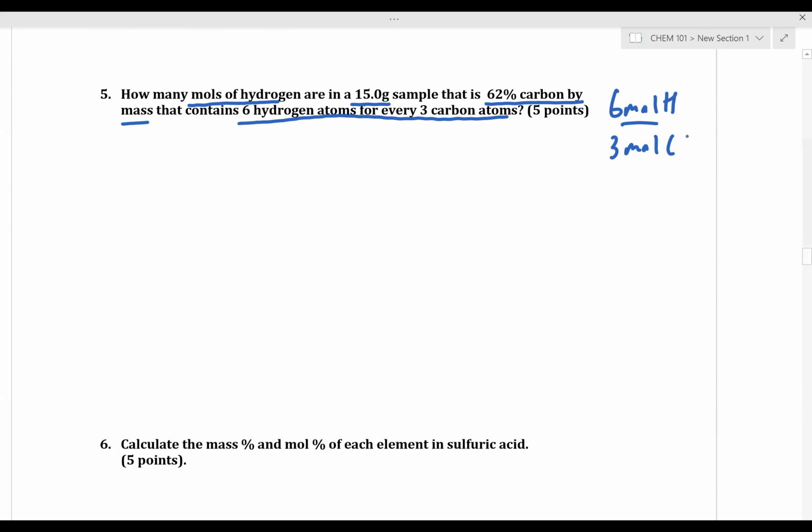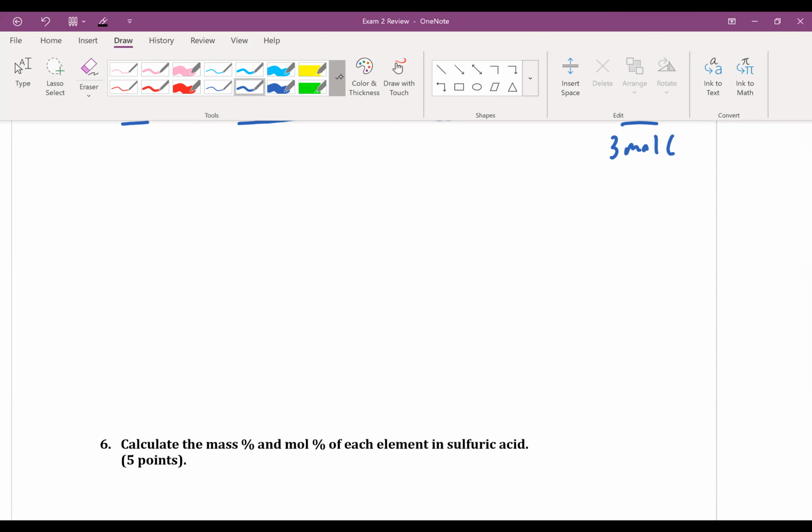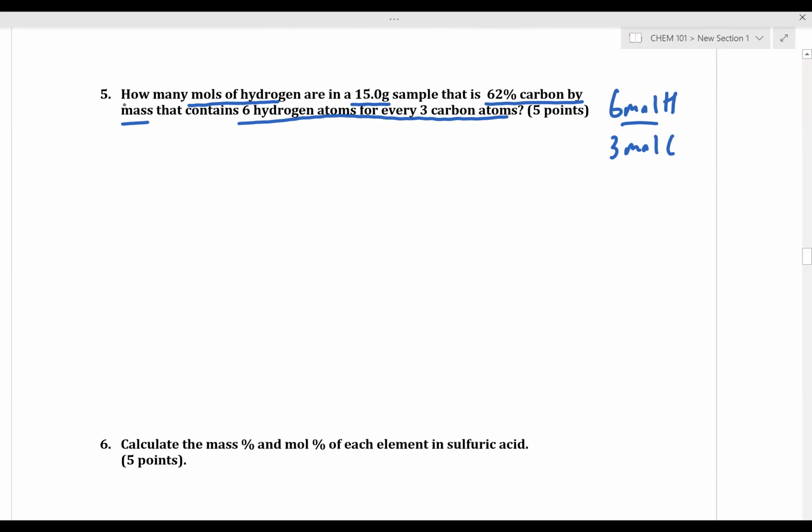So let's set up a problem-solving scheme to get us from start to finish for this problem. So we're given the grams of sample, okay? And in the end, we want to be able to report the moles of hydrogen. So what's our intermediate stepping stone? Given that we know the moles of hydrogen per mole of carbon, where are we going to get the moles of hydrogen from? Moles of carbon, exactly.